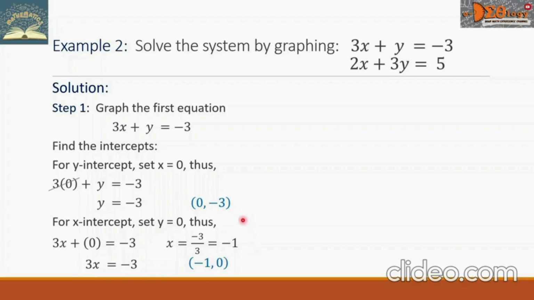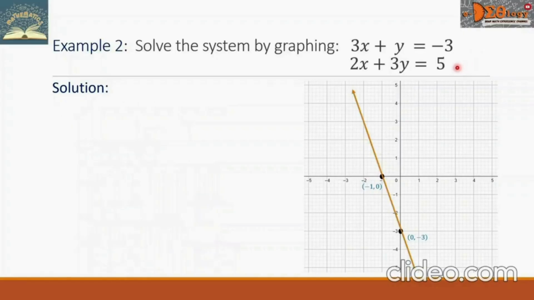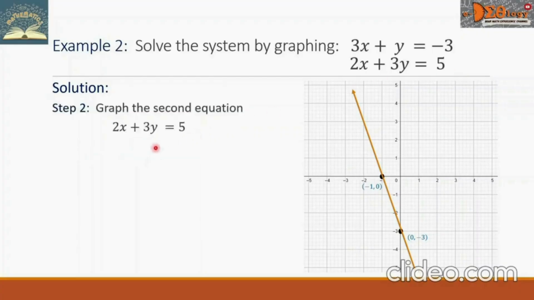Now, let us plot the points and let us draw the line. This is the point negative 1, 0, while this is the point 0, negative 3. Let us connect these 2 points by a line. This is now the graph of the first equation. Now let us graph the second equation. We have this 2x plus 3y equals 5.